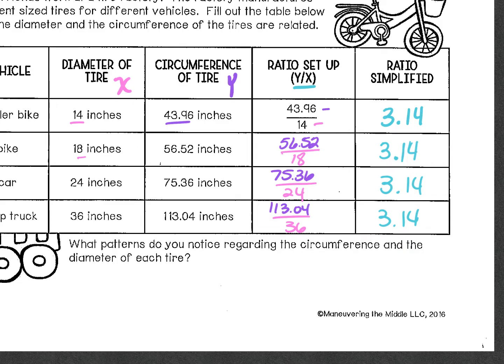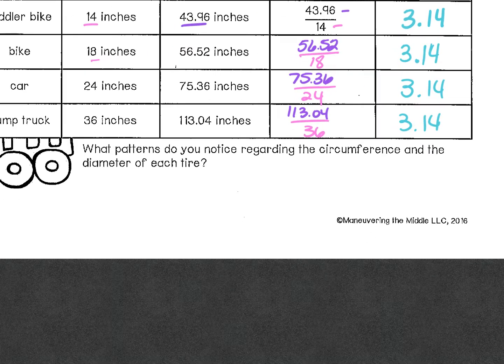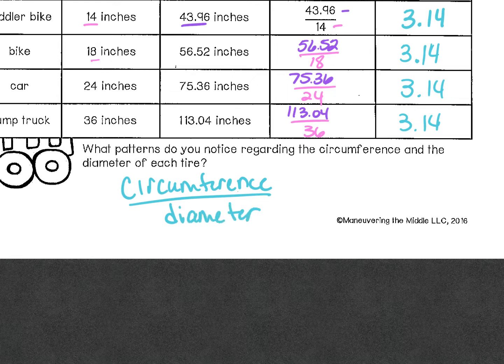So, let's go ahead and fill this in down here. What pattern do you notice regarding the circumference? Circumference divided by diameter is equal to approximately 3.14, and 3.14 is actually pi. 3.14 is pi approximated. We all know that pi goes on and on and on forever, so we will be using the approximation for pi.